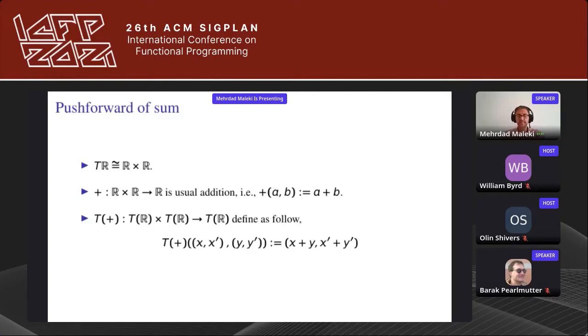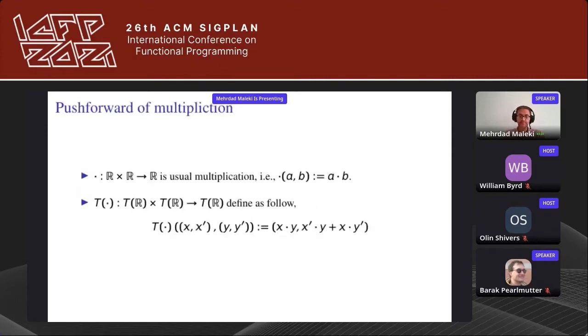And if plus is the usual addition of real numbers, then the push forward of the sum is a function from the tangent bundle of R times the tangent bundle of R to the tangent bundle of R, which if we apply this to the pairs (x, x prime) and (y, y prime), it gives us (x plus y, x prime plus y prime), where the first, x plus y, is the element on the manifold, and the second, x prime plus y prime, is the real number on the tangent space.